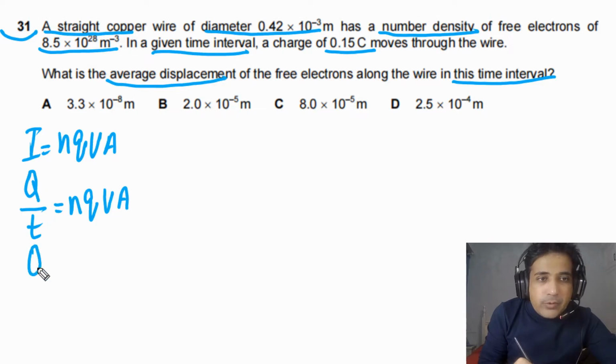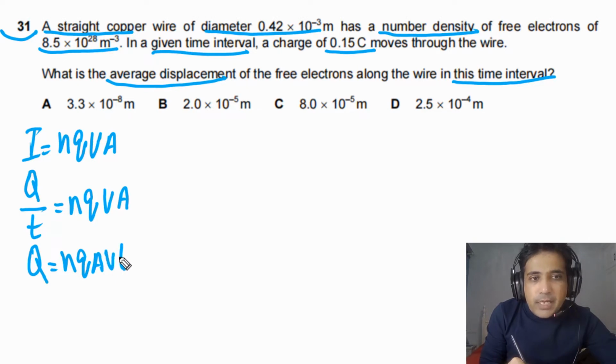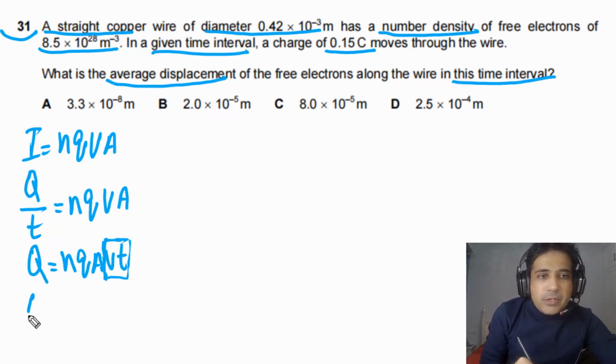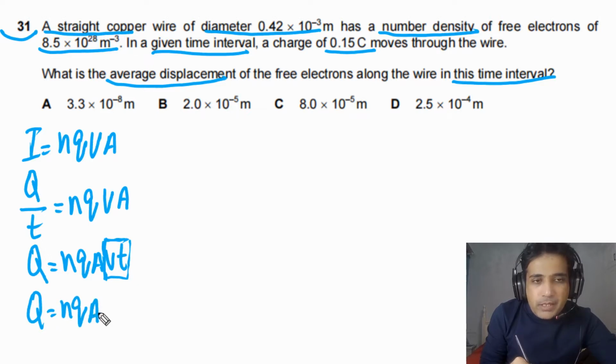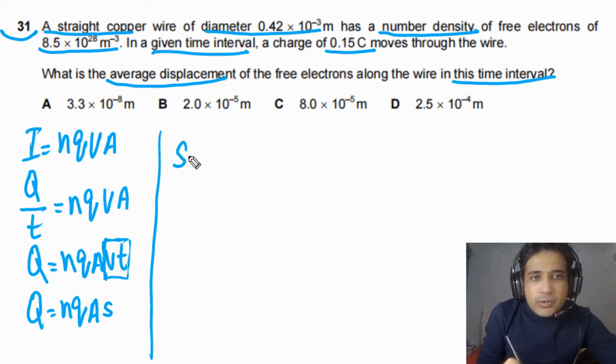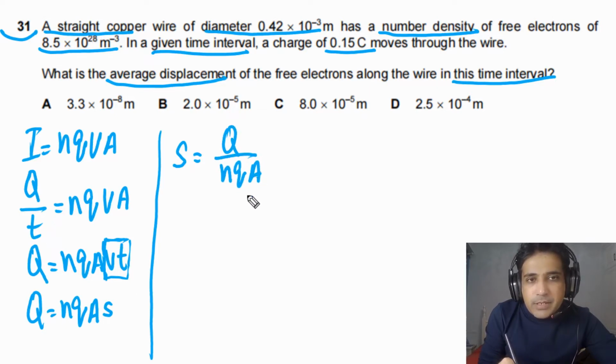From here we can write capital Q equal to nqA times v times t, but velocity times time is equal to displacement. So we can write Q is equal to nqA times displacement. S is the displacement, and we need to calculate displacement. So we can say S is equal to capital Q divided by nqA.